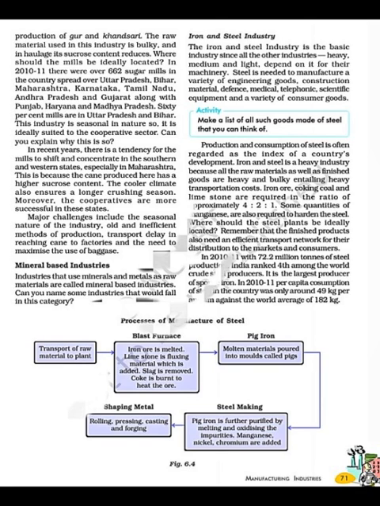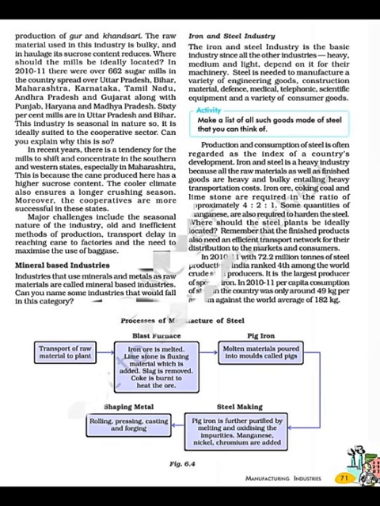The next step is that pig iron is further purified by melting again and removing the impurities. At this stage manganese, nickel, chromium are added. The final step is shaping the metal by rolling, by pressing, by casting and by forging. All this is done to give shapes to the metal, like casting, an object made by pouring molten metal into a mold, and forging, to make or shape by heating it in a furnace and hammering it. So the final step is giving shape to the metal.